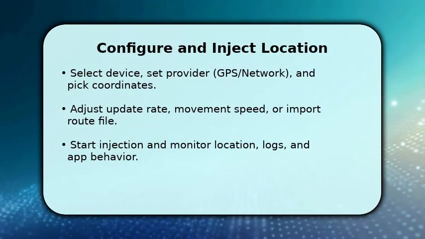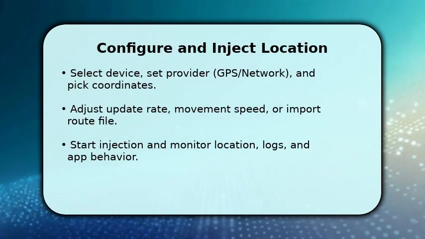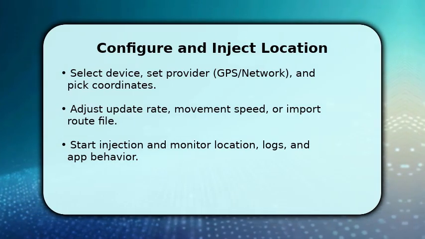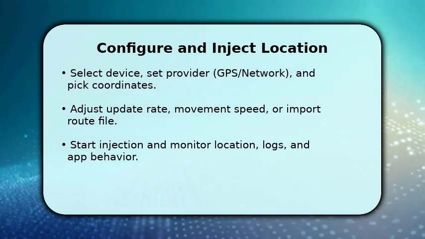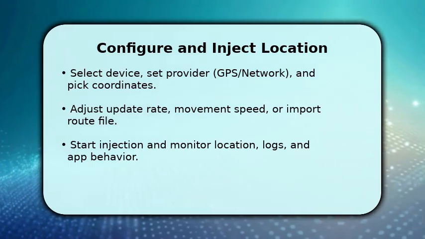You now configure the emulator. Choose the device, pick GPS versus network provider, and enter the target coordinates or load a route. Next, set the update rate and any movement speed so the location behaves realistically. Lower rates reduce battery impact, while higher rates simulate motion.